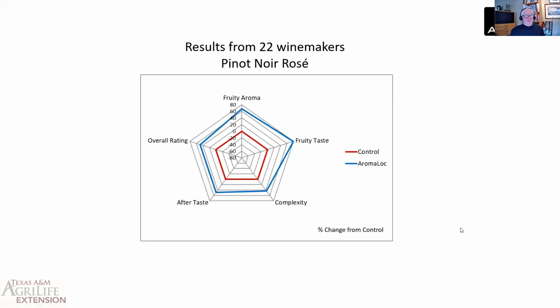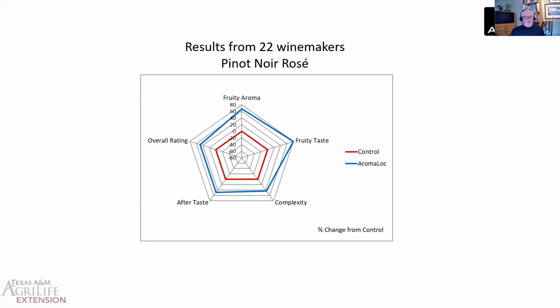Here's another one that was just before the COVID lockdown. We had 22 winemakers sample one of our rosés that was fermented with Aromalock. And you see, that's kind of a boring comparison. It's just everything was increased about the same amount. Quite a bit of a change from the control.